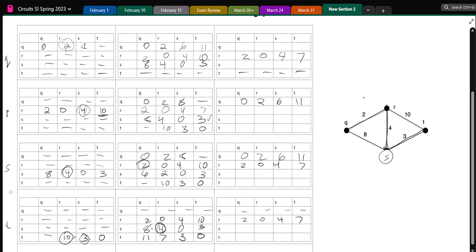Did s's distance vector change? Yes, it did, so it will send that out. And did t's vector change? Yes, it did, so it will send that one to everybody except for q.